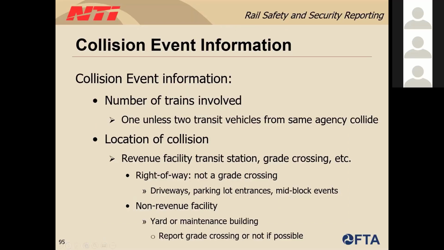The first collision screen is the collision event information screen. First, this form captures information about the number of transit vehicles involved. The answer would always be 1 unless 2 transit vehicles from your agency collide. The location of the event, such as the transit facility, right of way, both at a grade crossing and not at a grade crossing, etc., is captured.